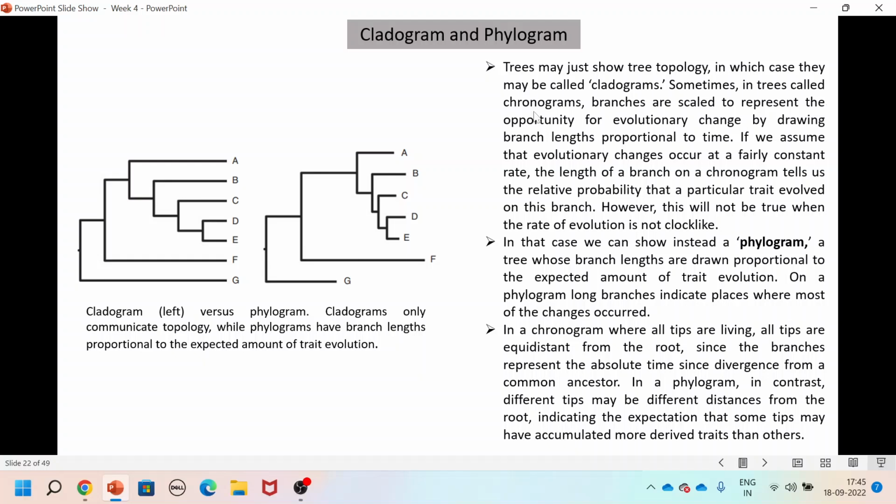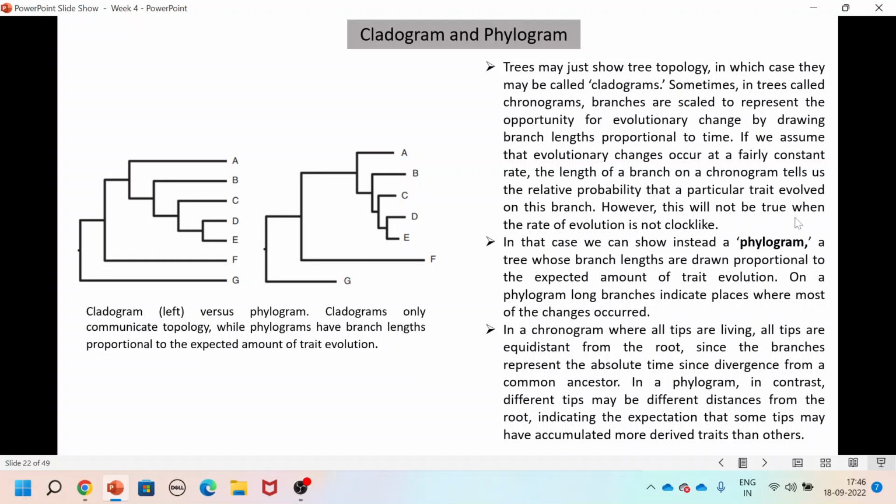Sometimes in trees called chronograms, branches are scaled to represent the opportunity for evolutionary changes by drawing the branch length proportional to the time. As I was trying to explain to Ricky, in some cases we draw the branch length proportional to the time. This only happens when we assume that the evolutionary changes occur at a fairly constant rate. The length of the branch on a chronogram then tells us the relative probability that a particular trait evolved on this branch and about how many years ago.